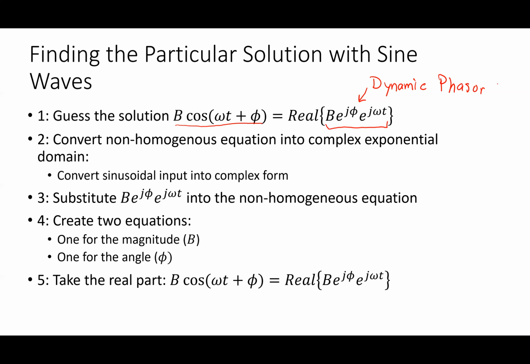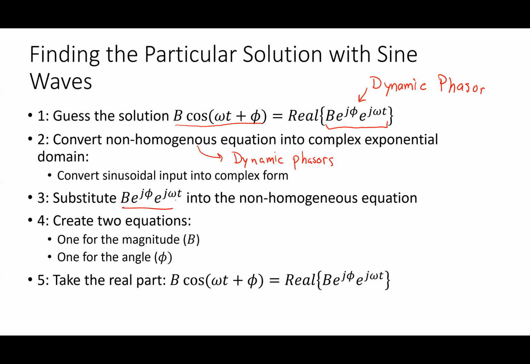You basically exploit the result of this process, which is really what we show when we do this, that you actually don't ever need the e to the j omega t because it drops out of the math, okay? All right, so there's a couple of steps here. Basically I say we guess this, then I convert the non-homogeneous equation into the complex exponential domain. In other words, I put this non-homogeneous equation in terms of dynamic phasors.